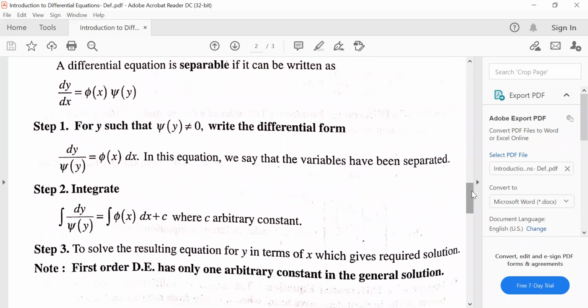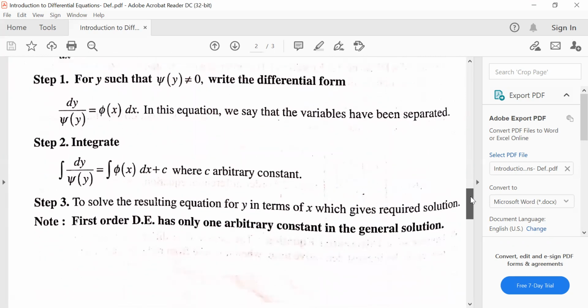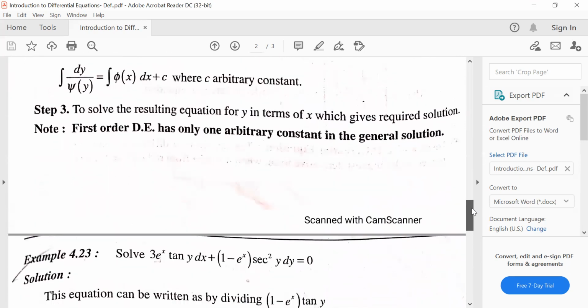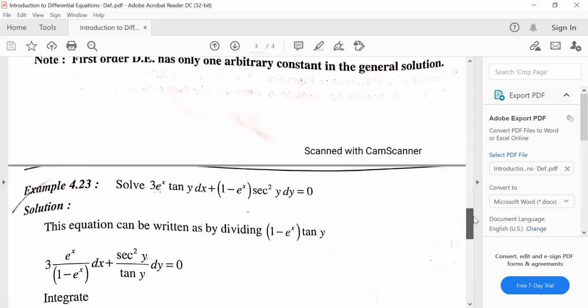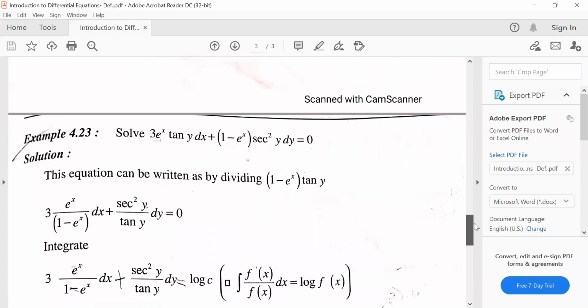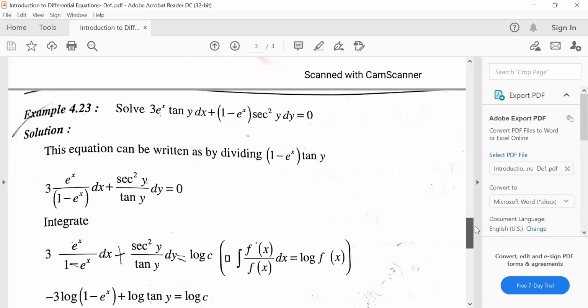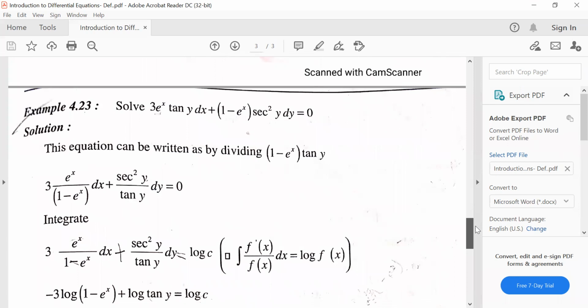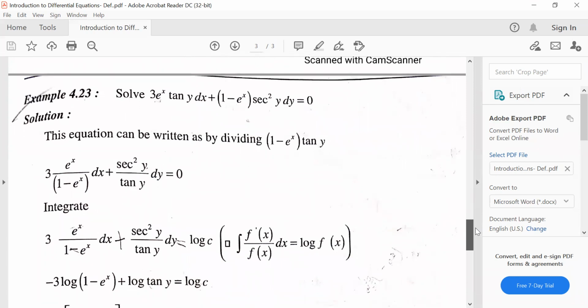That is called the solution of the DE, and it is also called the general solution, because after integration we write one constant. So this refers to the general solution. This is a basic method which we all know, called variable separable. You can see one example here. 3 e power x tan y dx plus (1 minus e power x) secant square y dy equals 0.